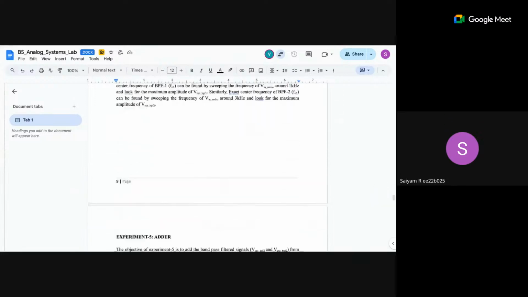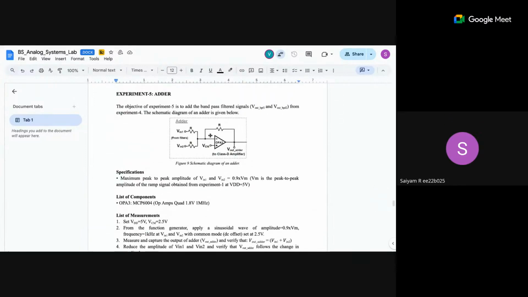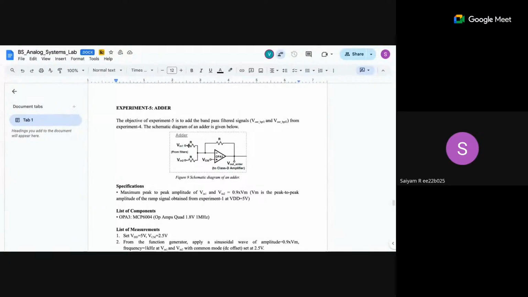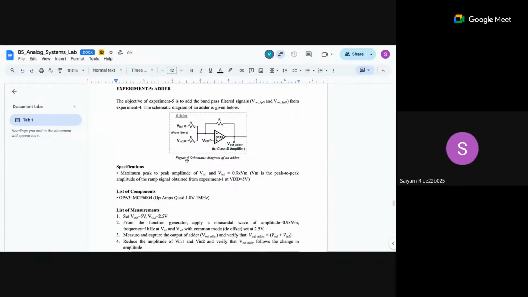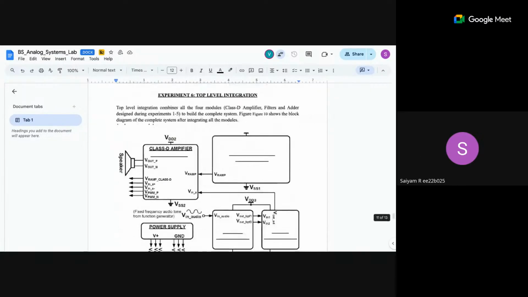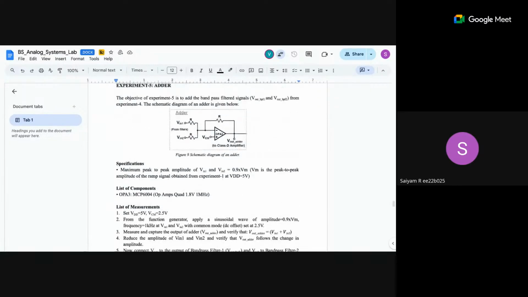And once you do that, the adder is again simple. These two inputs to the adder are basically from the filters, and the output of the adder should be the sum of v in1 and v in2. So yeah, this is the adder.